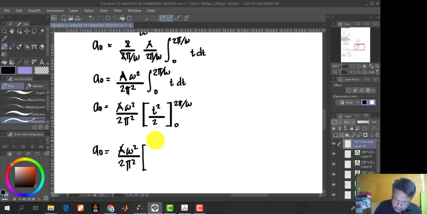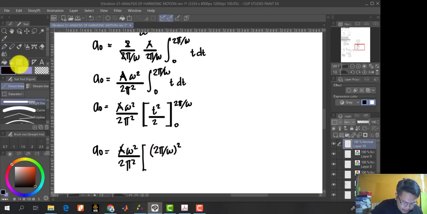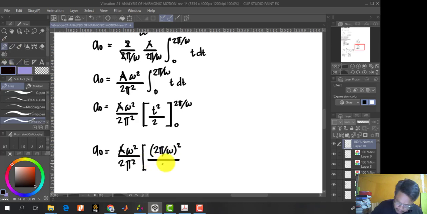So initially we have 2 pi, no? So this is 2 pi angular. So square ito, no? Then divided by 2, no? Then minus. So yung 0 naman, eventually it will be 0 out.